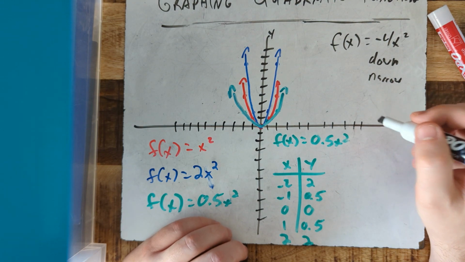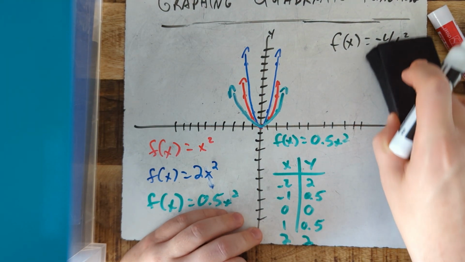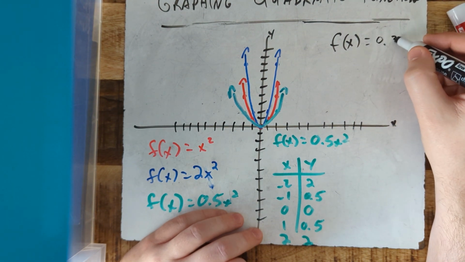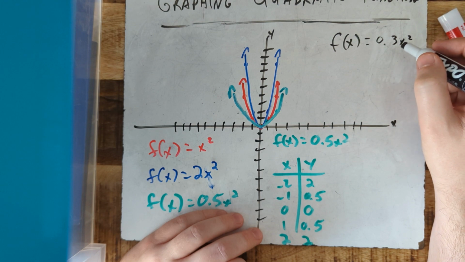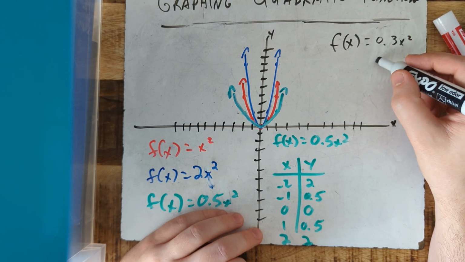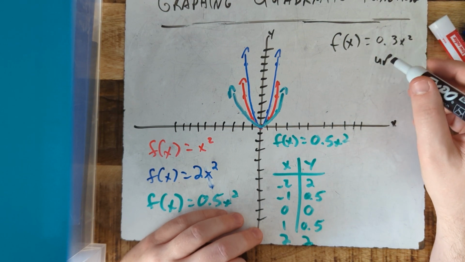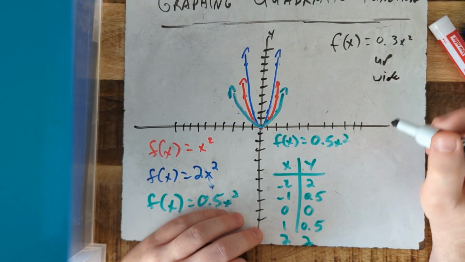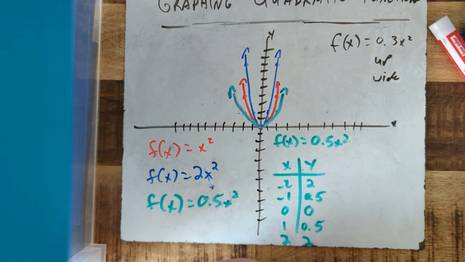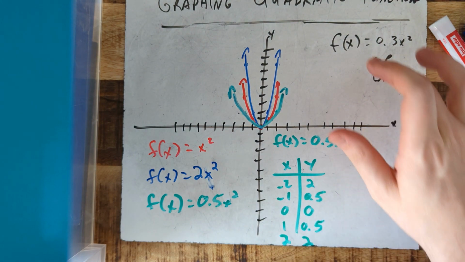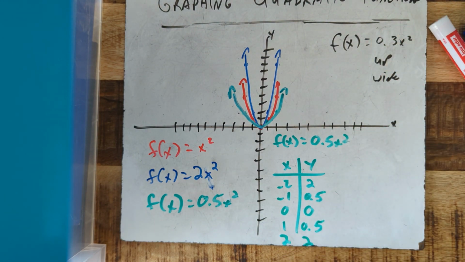Okay, and then same thing, if I were to give you what happens if it is 0.3 x squared. Okay, it's a positive number, which means it's going to open up, and it is less than 1. Okay, which means it's going to be a wide graph. Okay, so those are the basics for basic quadratic functions with parent functions. Now you can answer the questions if they ask you how does this graph compare to the parent graph. Now you know that. So that's how we do basic quadratic functions.